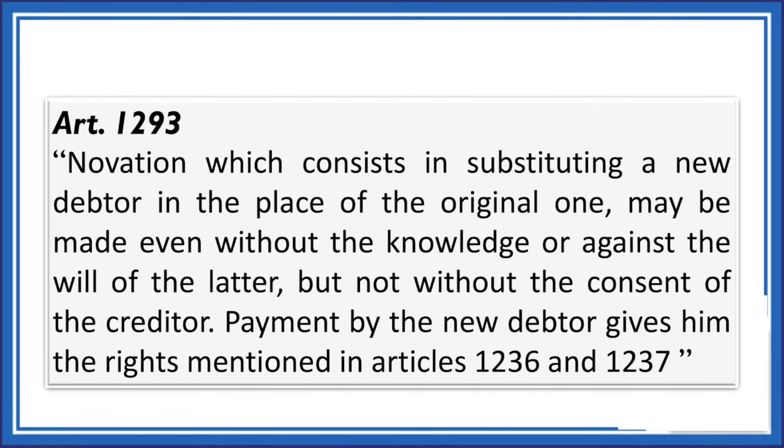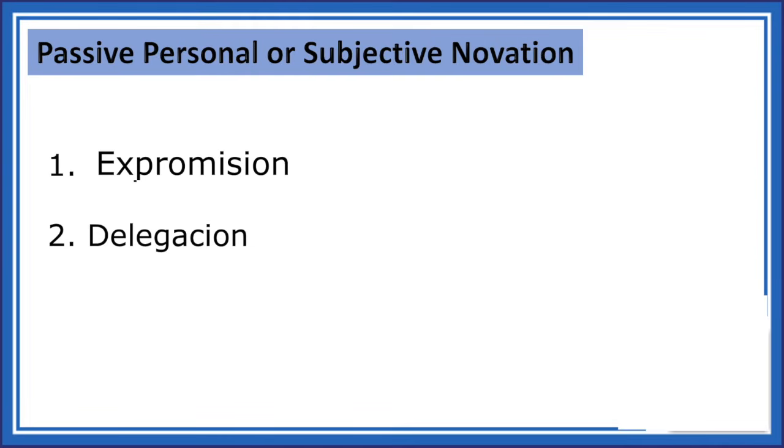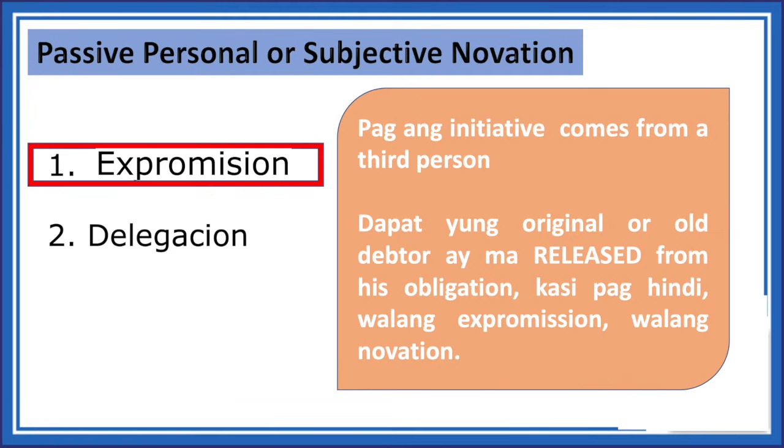Okay? So, Article 1293 actually talks about passive subjective novation. Passive kasi sa part ng debtor, so substitution on the part ni debtor. And it could be in the form of expromission or delegation. Now, let's discuss first expromission. Expromission, pag ang initiative comes from a third person. So, dito, yung initiative for a change or substitution ng debtor comes from a third person. Dapat talaga yung old debtor ay ma-released from his obligation. Kasi pag hindi, walang novation.